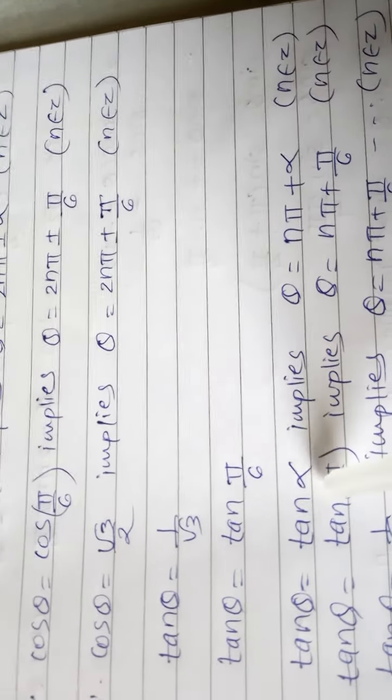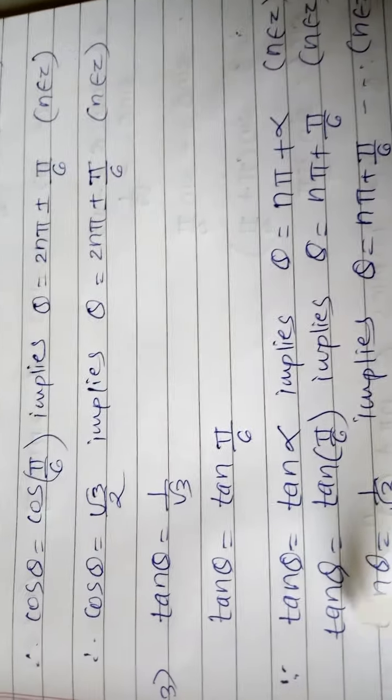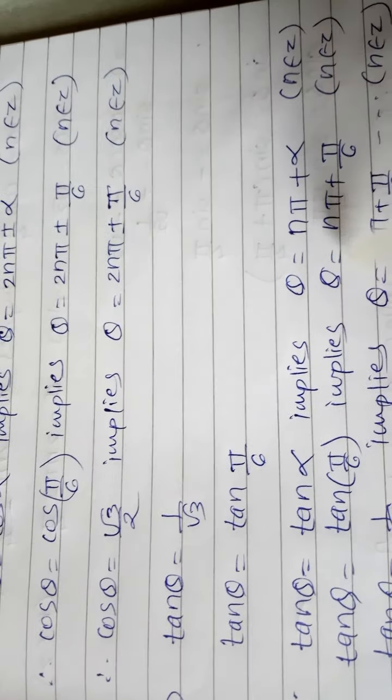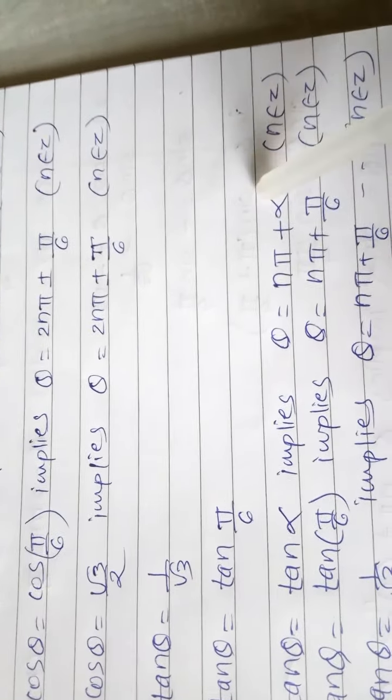So we compare this to get the value of alpha, that is pi by 6. So tan theta is equal to tan pi by 6 implies theta is equal to n pi plus pi by 6. We put here the value of alpha. And again the value of tan pi by 6 is 1 by root 3. Tan theta is equal to 1 upon root 3 implies theta is equal to n pi plus pi by 6, where n belongs to z. This is the answer.